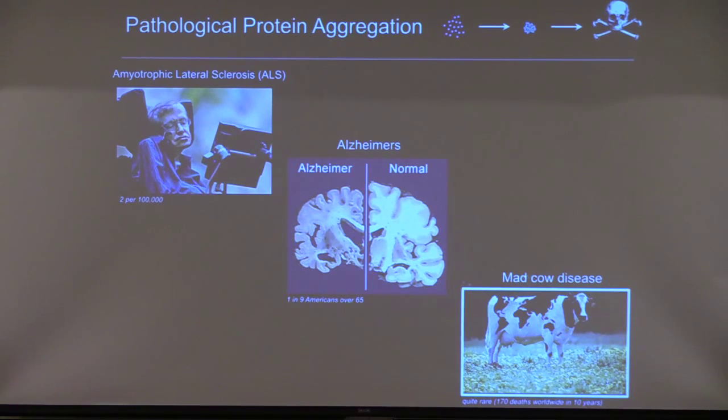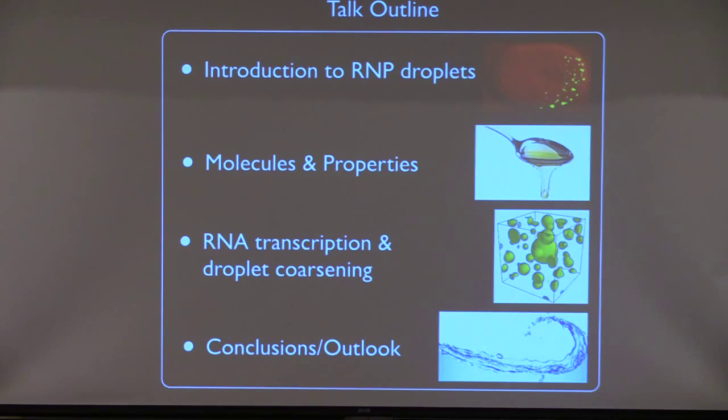Okay, so this is kind of an outline. I'll give you an introduction to the way we're thinking about these structures. I'll tell you something about the molecules involved in the assembly of these kinds of structures, and the insights we have into that. I'll tell you a little about the role of RNA transcription and some modeling we've done on droplet coarsening, borrowed from the approaches taken in materials physics, and then I'll try to give you conclusions and an outlook on these things.